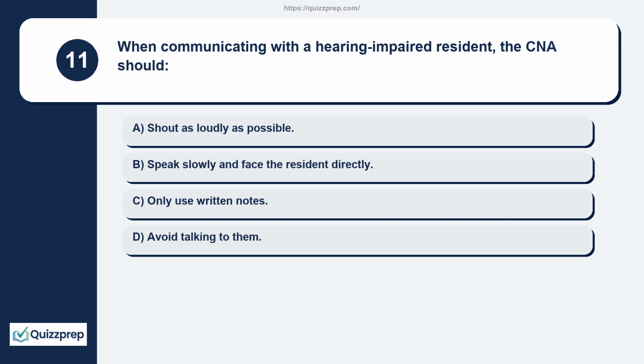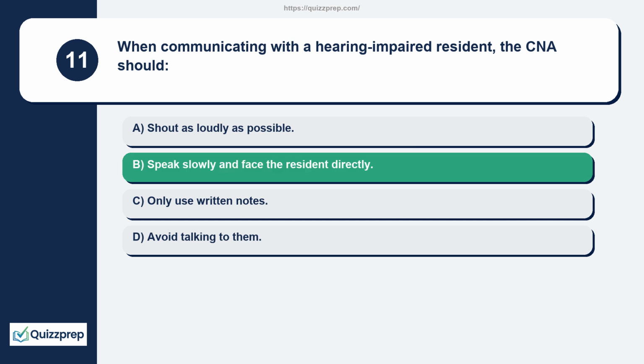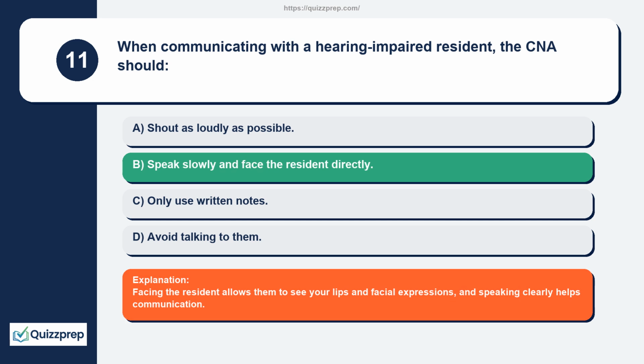Question 11. When communicating with a hearing-impaired resident, the CNA should shout as loudly as possible, speak slowly and face the resident directly. Only use written notes. Avoid talking to them. Facing the resident allows them to see your lips and facial expressions, and speaking clearly helps communication.